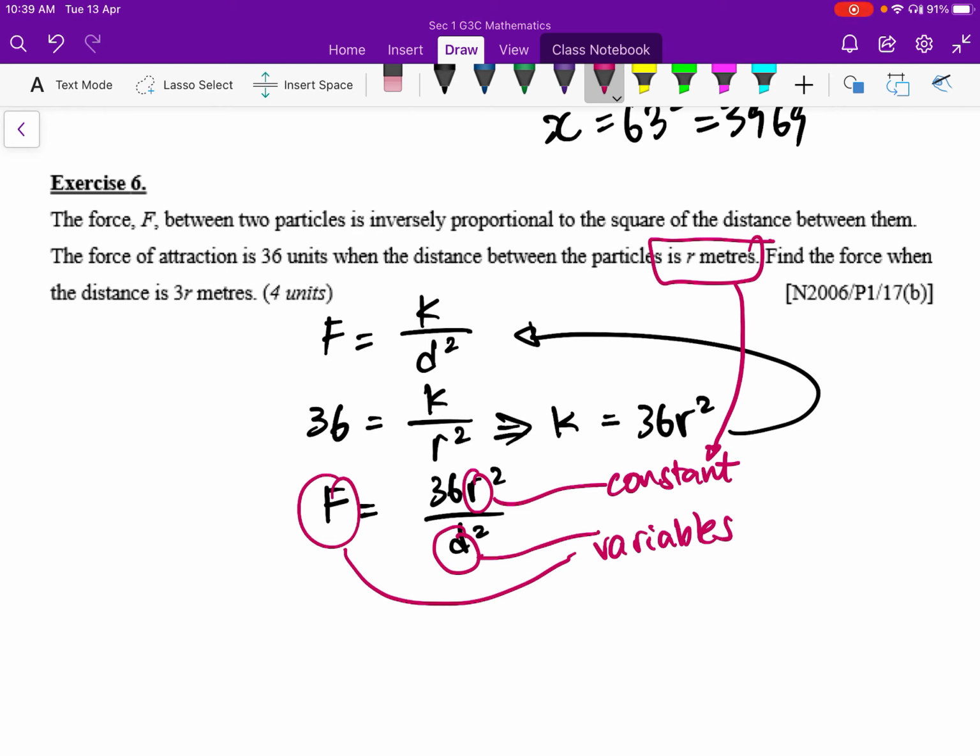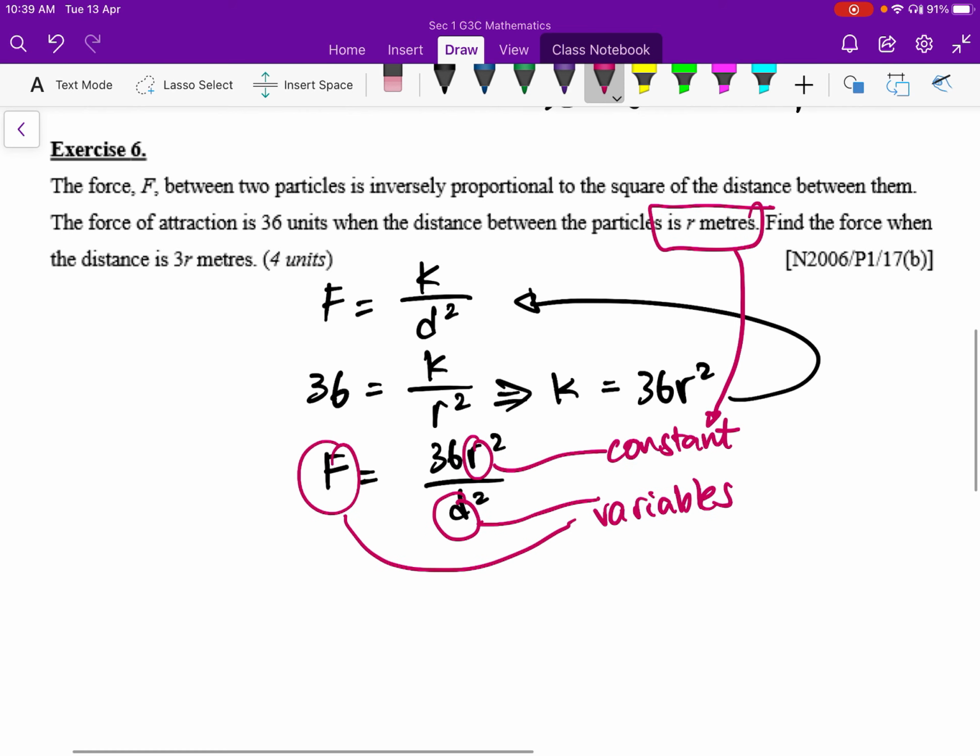So they say find the force when the distance is 3r. Find the force when the distance is 3r. So me being very lazy, I'm just going to write F with a little n for new force. But if you want to write more, you can write new F equals. You can, but I'm very lazy. I'll rather write Fn.